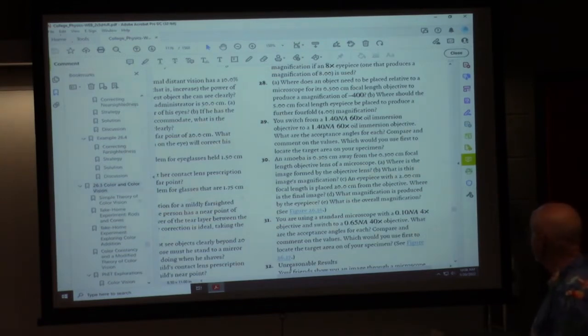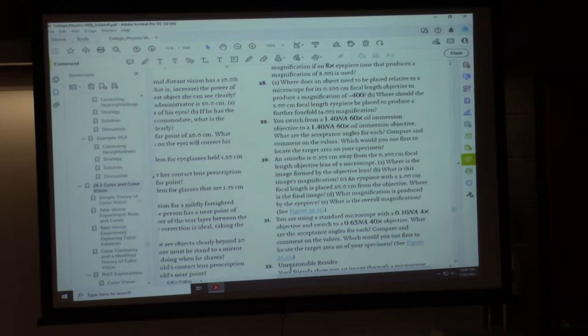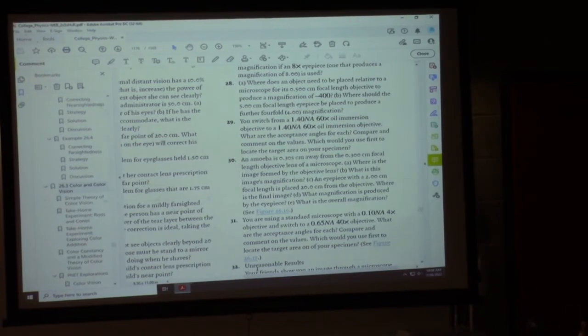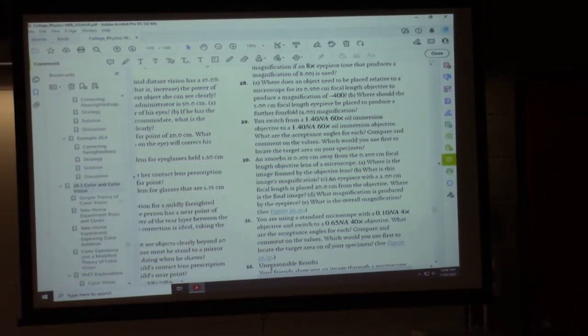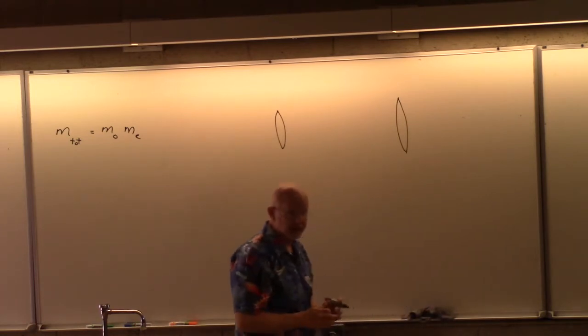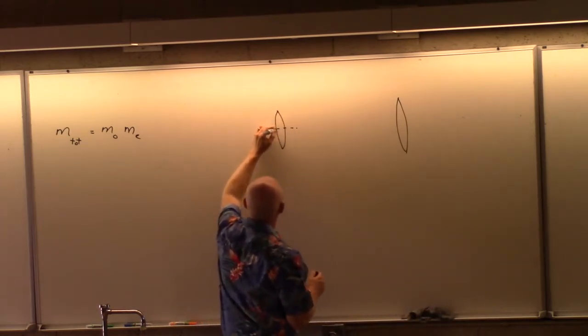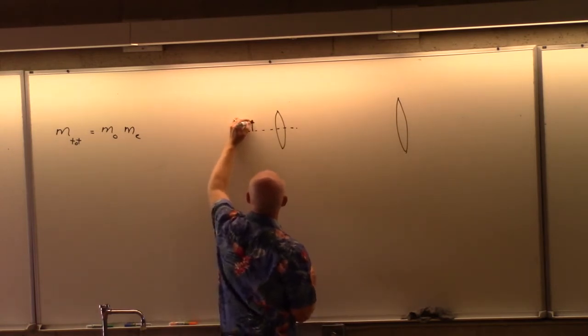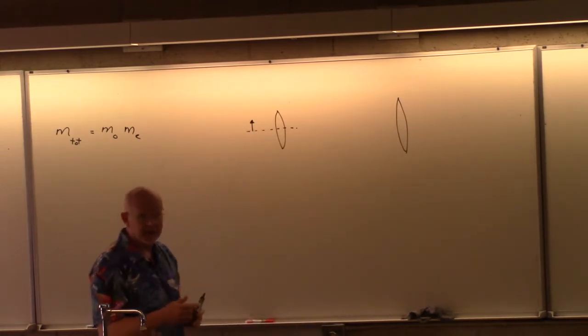So number 30 says you have an amoeba that is 0.305 centimeters away from a 0.3 centimeter focal length objective lens in a microscope. And then it's multiple parts, which helps you work through the problem. A, where is the image formed by the objective lens? Now, to help me understand what's going on, I'm going to draw the two lenses, and I'm looking at this little amoeba, and I'll just draw an arrowhead in place of this little amoeba.